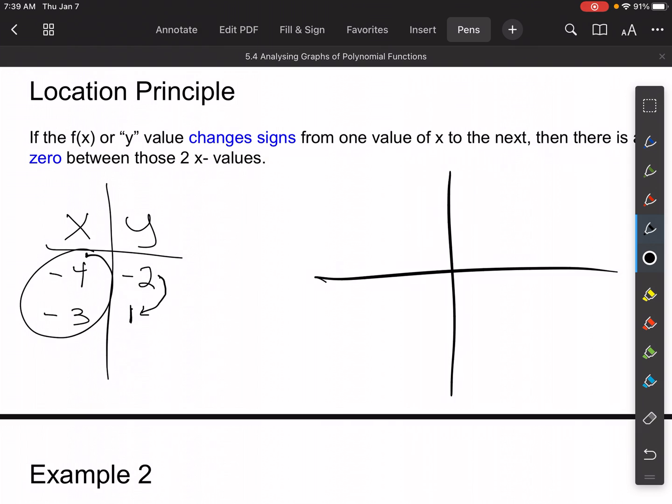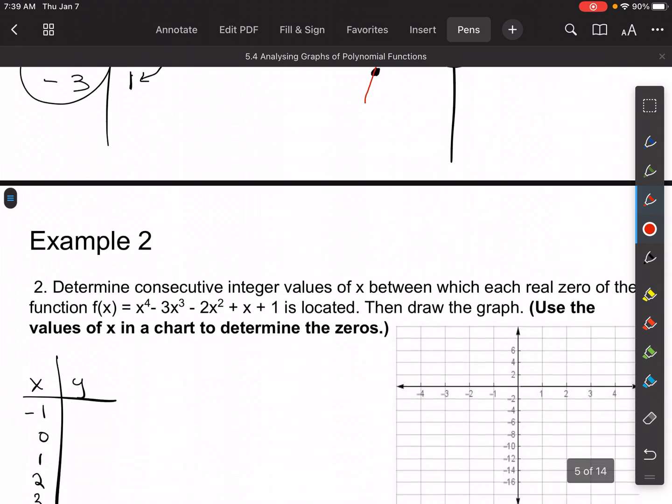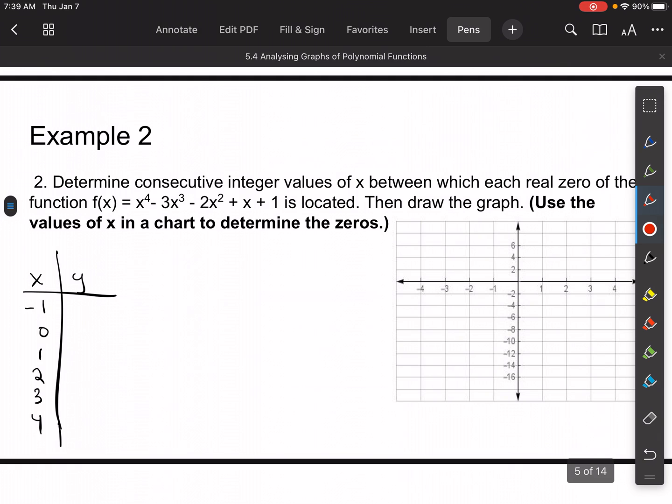Okay, so if we have at negative 4, we're at negative 2. Okay, and then at negative 3, we're up here at 1. Okay, we know that the graph had to cross the x-axis between them. So if the sign changes, the location principle tells us there had to be a 0 that happened in between there. So if this was truly what was happening, I could say there's a 0 between negative 4 and negative 3. Okay, so that's what the location principle is, and we're going to use that here in example 2.